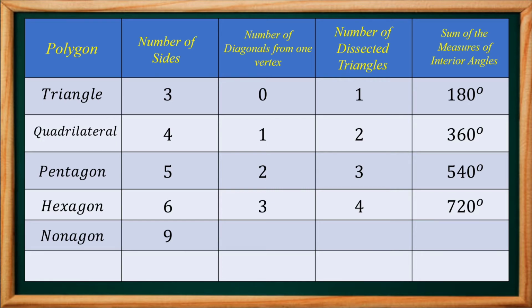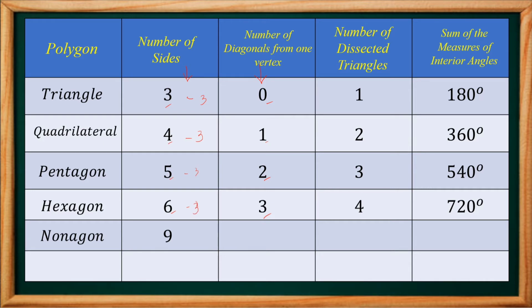This is the column, and this is the other column. Observe. Here 0, we have 3 sides. Here 1, we have 4 sides. Here 2, we have 5 sides. Here 3, we have 6 sides. Try to observe the number of diagonals. It means we just subtract 3 from the number of sides. 3 minus 3, 0. 4 minus 3, 1. 5 minus 3, 2. 6 minus 3, 3.